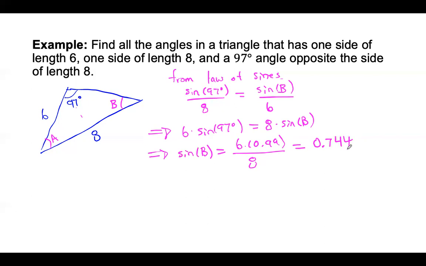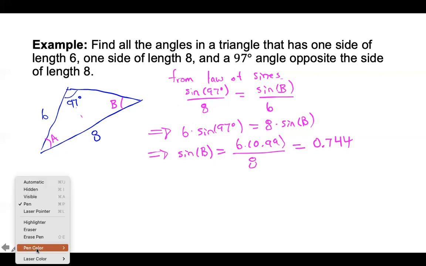Okay, so now what do we do? Sine of B is equal to 0.744. We want the angle because it says find all the angles. Go back to the question. What does it say? So what is our next step? Right, yes. We want to take that inverse. That second function is that inverse.